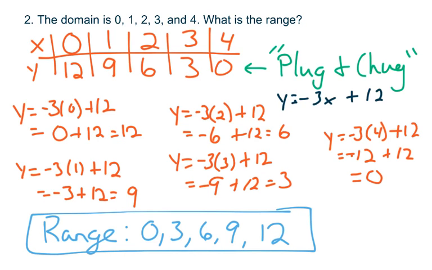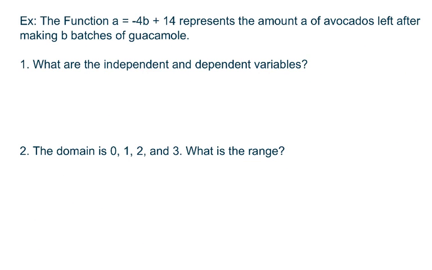It's a little bit of work to come up with a formal answer for what is the range. Let's try another one. I said I'd give you one that didn't have x and y. So the function a equals negative 4b plus 14 represents the amount A of avocados left after making b batches of guacamole. Okay, so number 1, what are the independent and dependent variables? Let's start there.